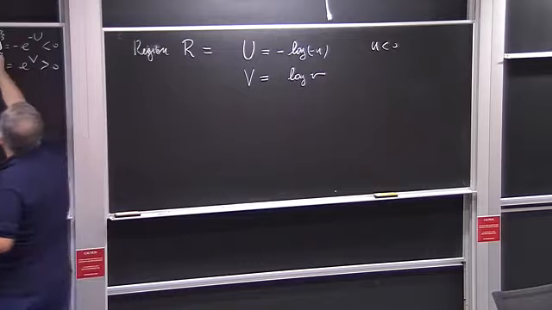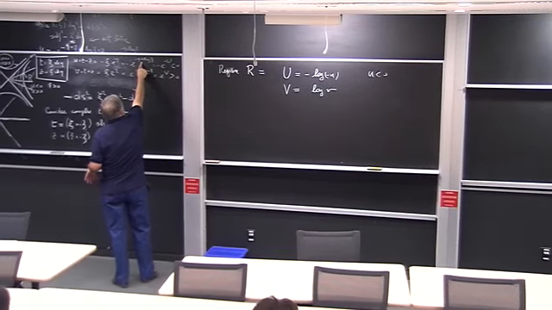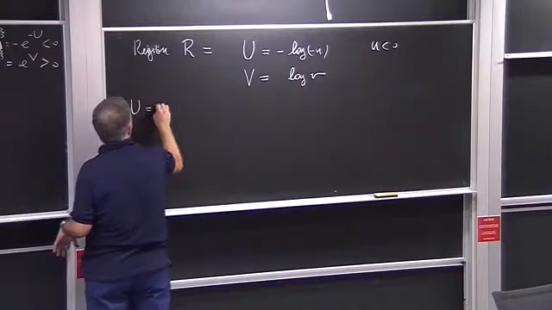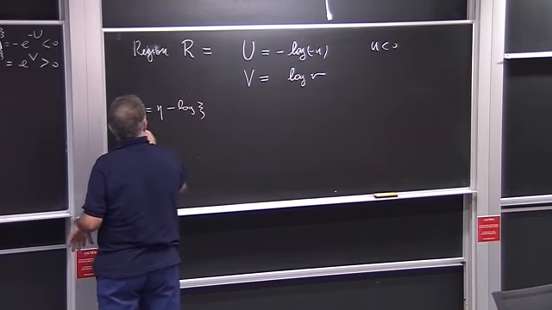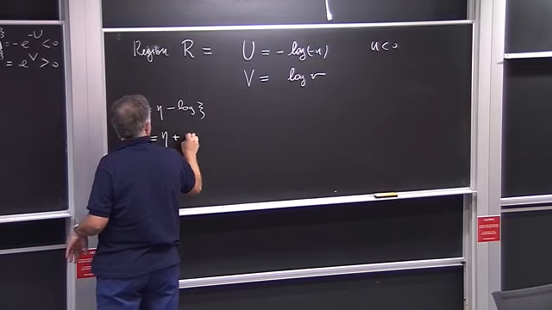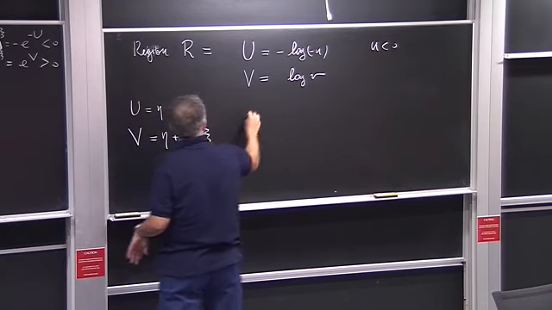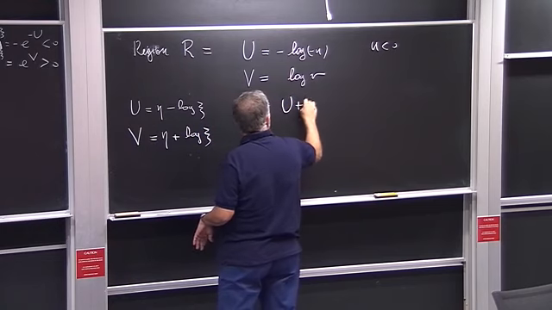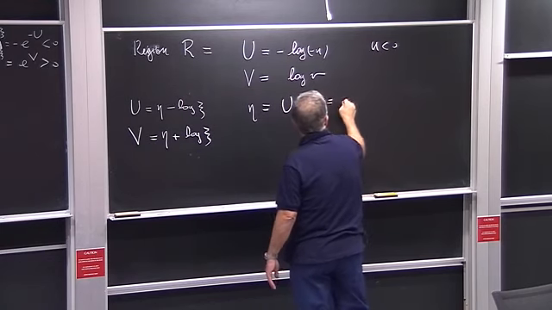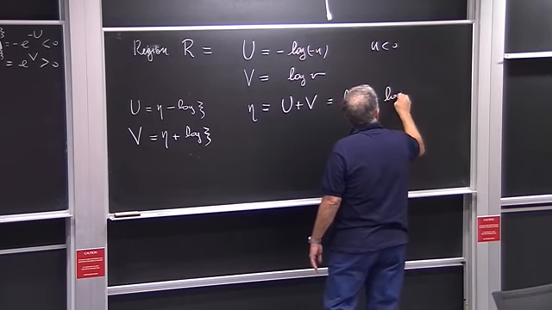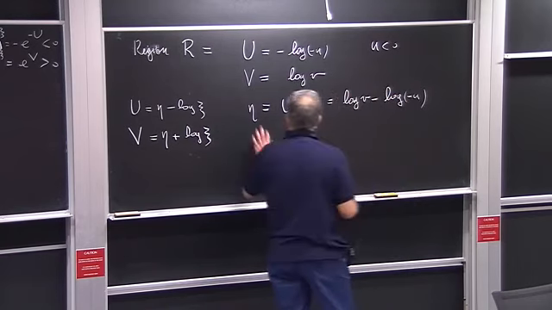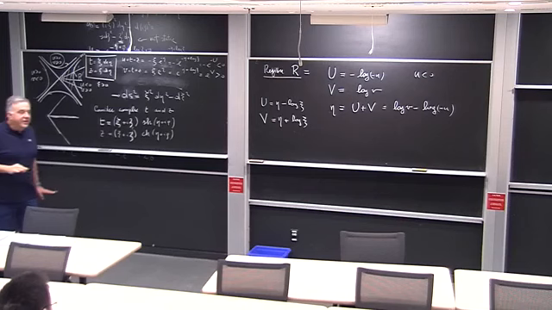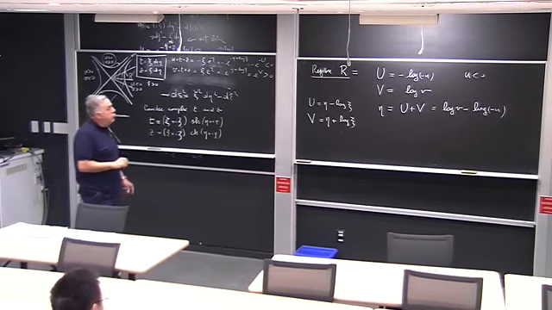So we get that u is eta minus log psi, v is eta plus log psi, and eta is u plus v, which is log V minus log of minus U. This is eta in region R. This is the crucial formula, by the way, to derive the Unruh effect.